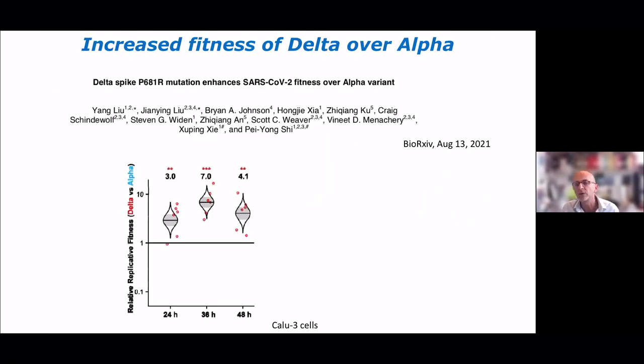It has also been recently shown that the delta virus is able to replicate more rapidly than the alpha virus. This is done in competition experiments in which you mix the two viral strains together, and you measure the relative replication of both strains, and there is a 4 to 7-fold increase here in Calu3 cells with the delta variant. So the delta variant seems to be more fit in a way, and this is in part due to the fact that it fuses more rapidly.